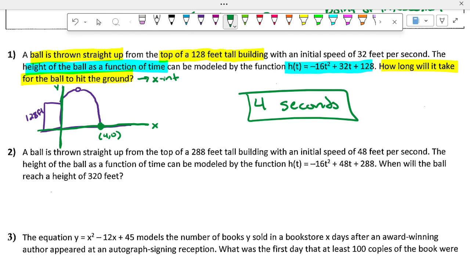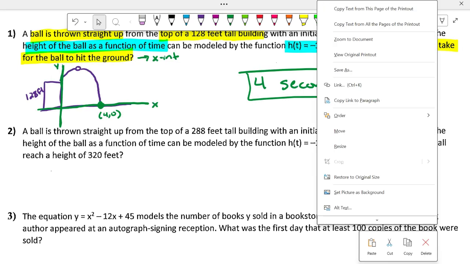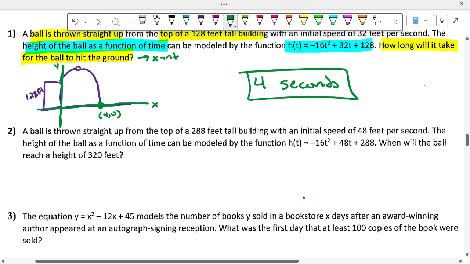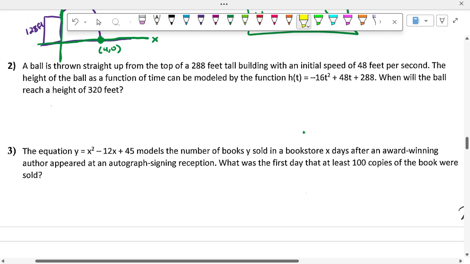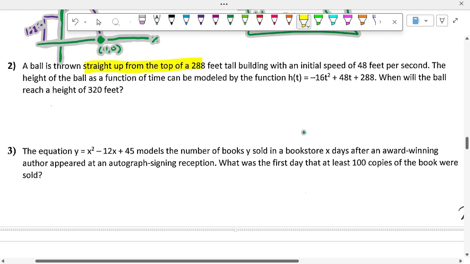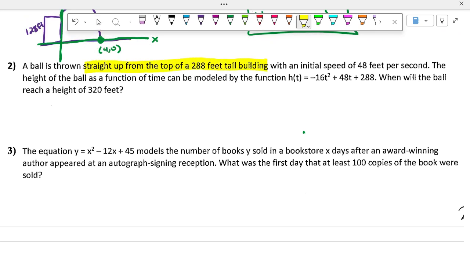All right, let's try another one. A ball is thrown straight up from the top of a 288-foot tall building with an initial speed of 48 feet per second. The height of the ball is modeled by this function. So, when will the ball reach a height of 320 feet?